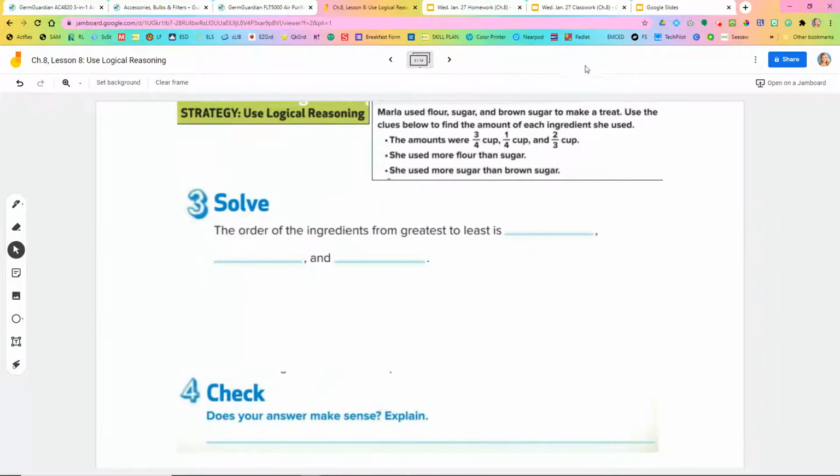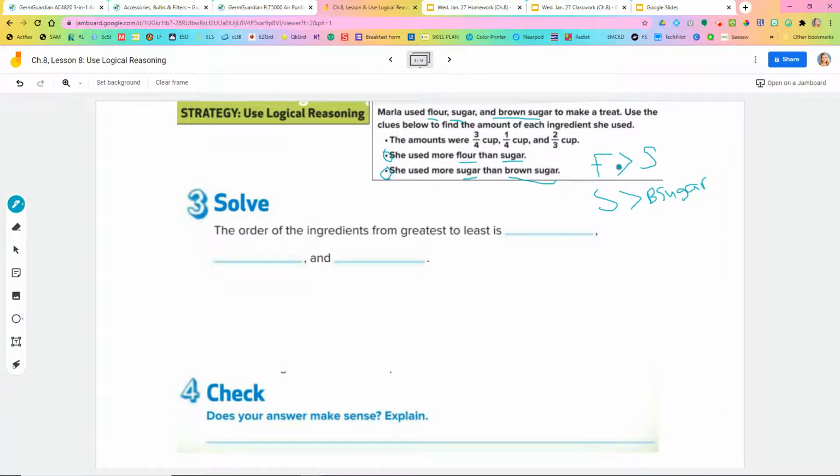All right, let's look at the next part of it. So I still have my problem up here. So now let's solve. So the easiest thing to do first to me is to go ahead and put these ingredients in order of what she used most to what she used the least of. So that's going to be these two clues right here. It says she used more flour than sugar. So what I like to do is just abbreviate and say, okay, right now flour is bigger than sugar. But then it says she used more sugar than brown sugar.